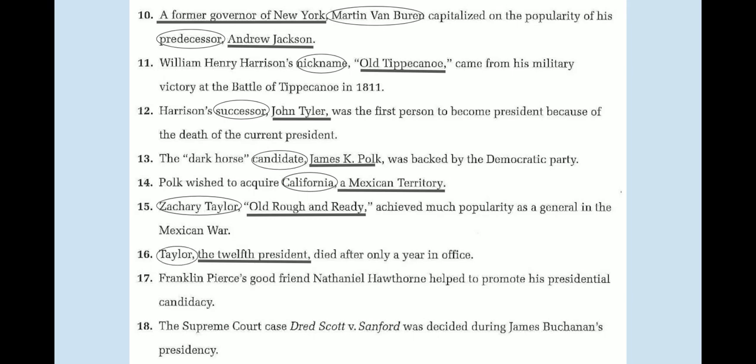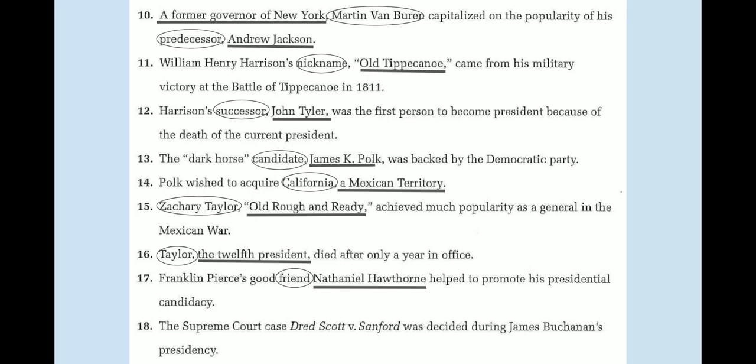Number 17, Franklin Pierce's good friend, Nathaniel Hawthorne, helped to promote his presidential candidacy. Nathaniel Hawthorne is our appositive phrase, and it's identifying friend. And we don't have commas in this sentence because it's necessary to the meaning of the sentence to include Nathaniel Hawthorne. Number 18, same thing, there's no commas in here.